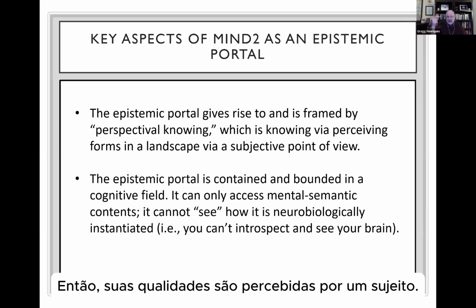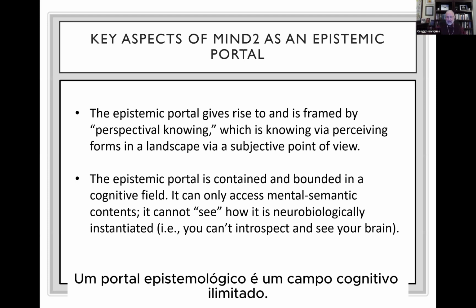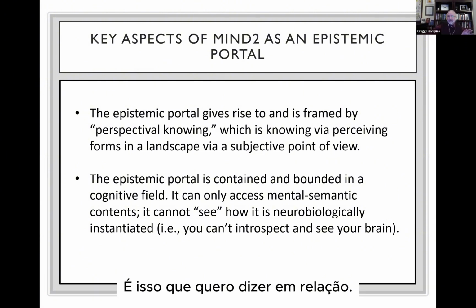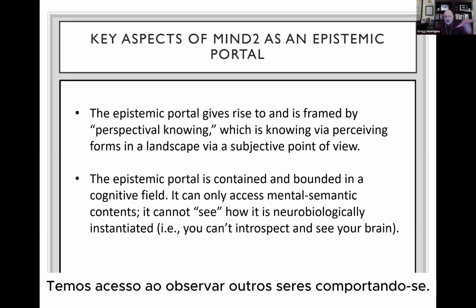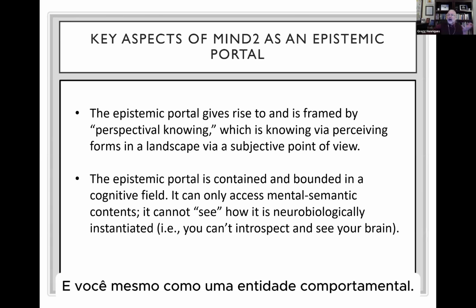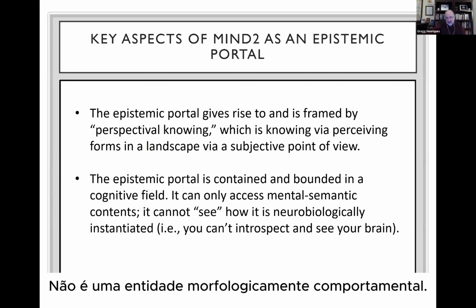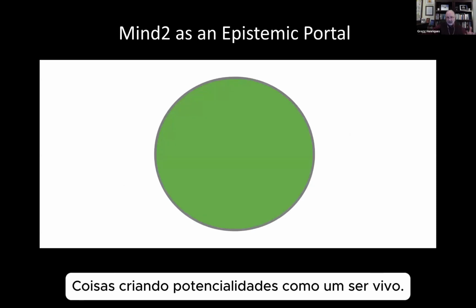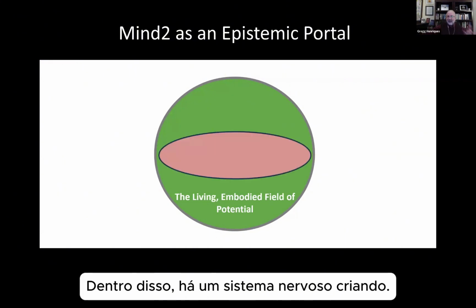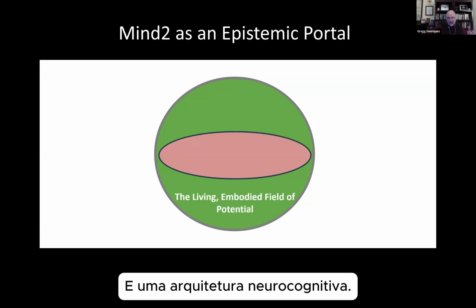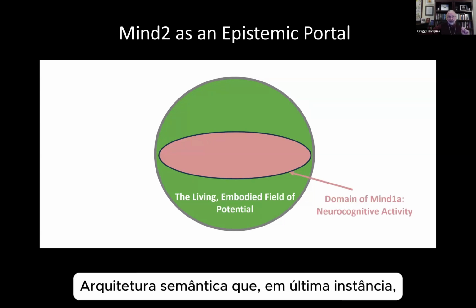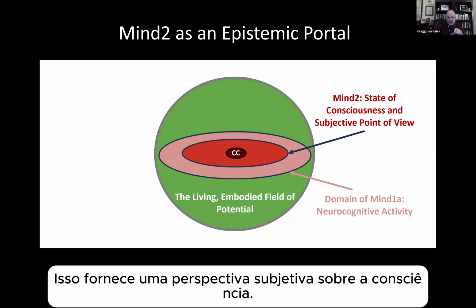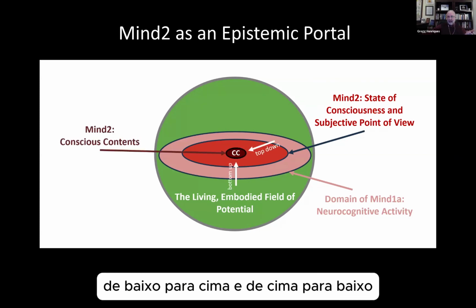So it's qualities that are perceived by a subject. An epistemic portal is a bounded cognitive field accessed by mental semantic context. You can't introspect and see your retina firing. That's what I mean in relation. What you have access to is that you observe other behaving creatures and yourself as a behaving entity, a minded behaving entity, not a morphologically behaving entity. And this is then the epistemic portal. You're an organism that's doing all the intelligence things, creating potentialities as a living embodied field of potential. Within that is a nervous system that's creating a neurocognitive architecture, that neurocognitive activity, a semantic architecture that ultimately is going to be bound together in a potential field that affords a subjective point of view on conscious contexts that are processed bottom up and top down.